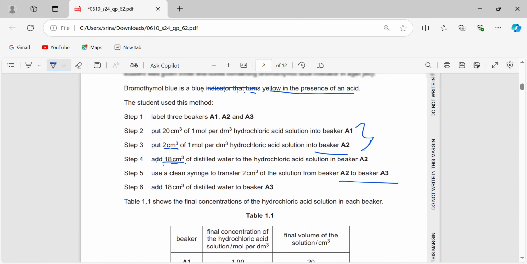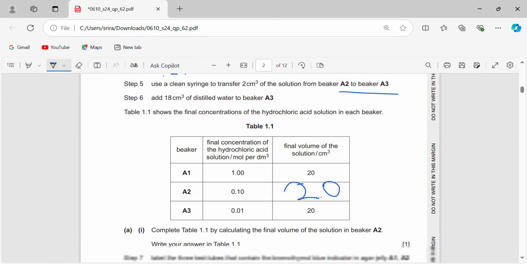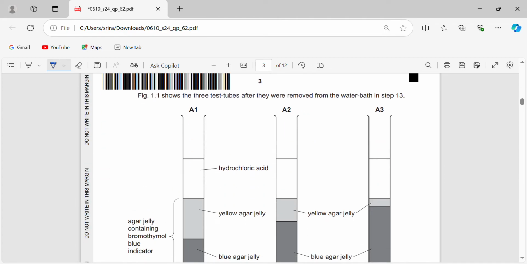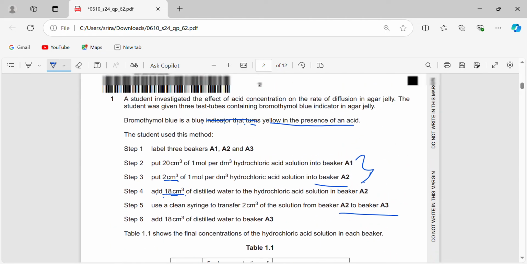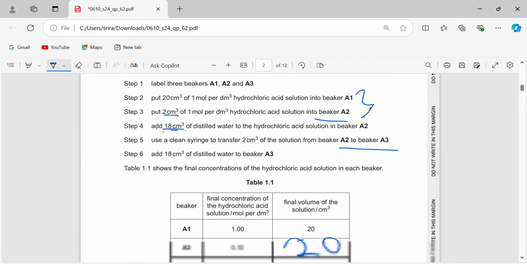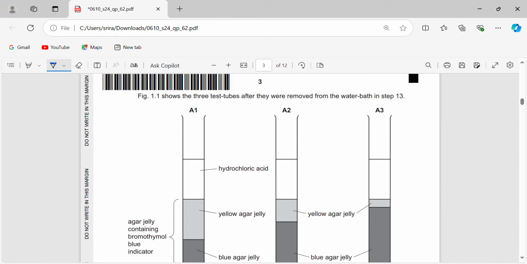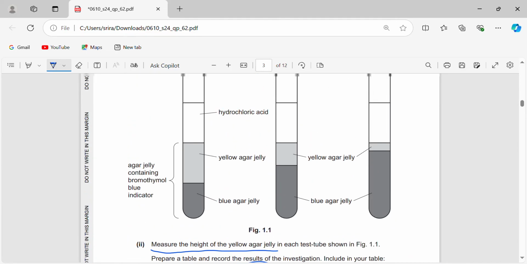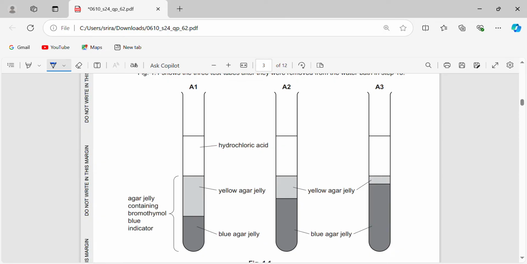So what we can see here is it turns yellow in the presence of an acid. So the yellow agar jelly is essentially agar jelly that contains acid. And when it's blue, that's like when there is no acid. So as we can see here, the concentration of acid is higher. Like A1 has the highest concentration of acid. It has the highest height of agar jelly that is yellow. It has the most agar jelly that contains acid. So we can say that when there is an increase in the concentration of the hydrochloric acid, there's an increase in the rate of diffusion, because we can clearly see that relation here. When there's going to be more diffusion, so more acid is going to be entering the agar jelly, so higher height of yellow agar jelly.